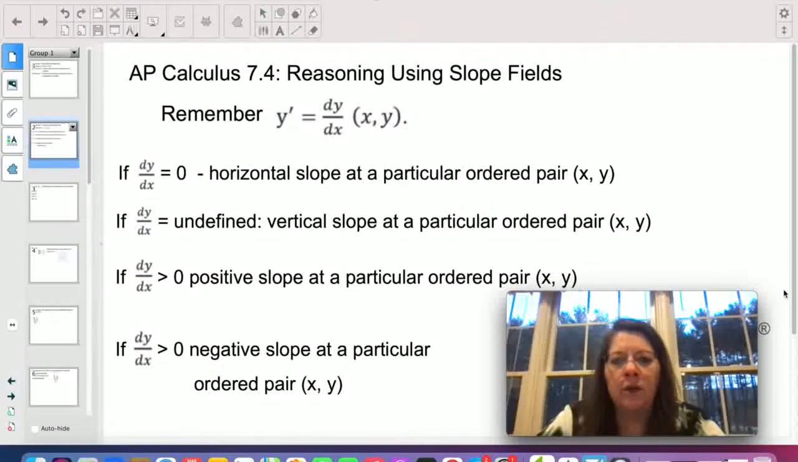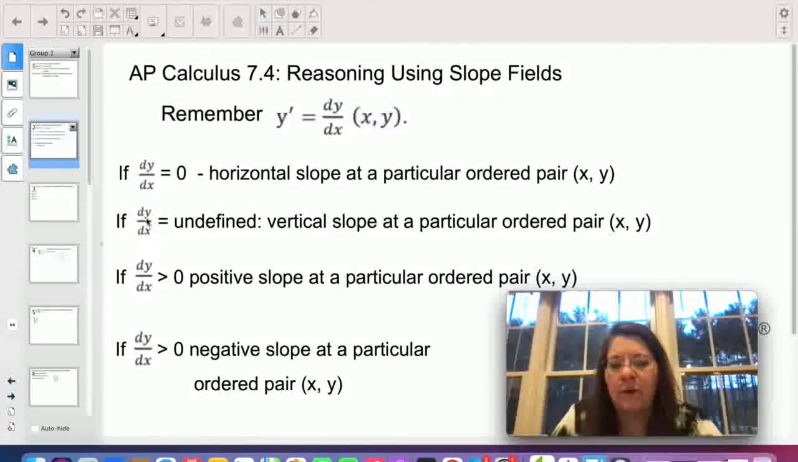Remember, we learned that y prime is the same thing as dy over dx. The slope of the tangent line can be found by plugging in to the differential equation for any x, y point. So if they tell you that dy over dx equals 0, that means there is a horizontal tangent line or a horizontal slope at that particular ordered pair x, y.